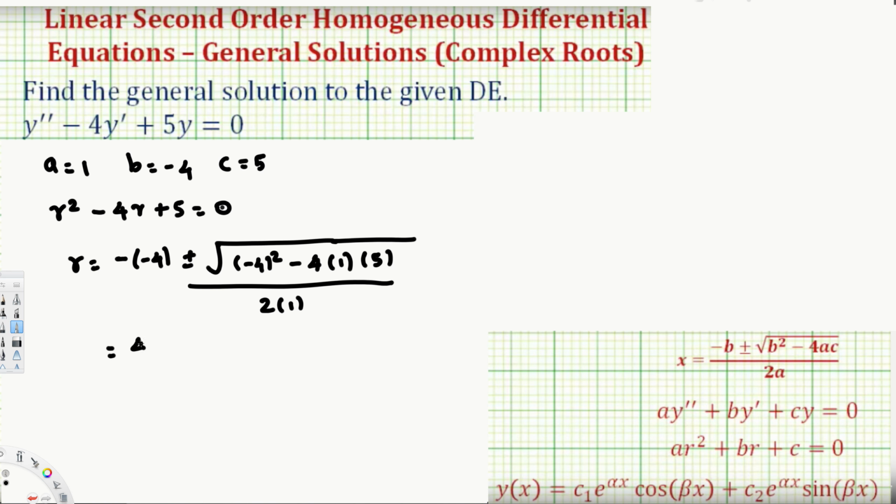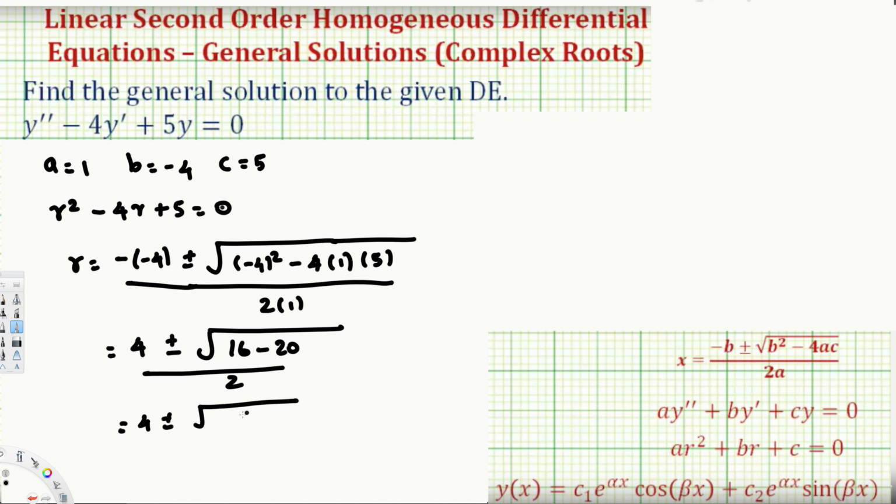This is going to be 4 plus or minus square root of 16 minus 20, divided by 2, and that's going to become 4 plus or minus square root of -4, divided by 2. Since we have a negative value inside of the square root, this is going to be a complex number, so instead of -1 we plug in i squared, and that's going to make this one 4 plus or minus 2i divided by 2, and we can simplify this one as 2 plus or minus i, and that's it.